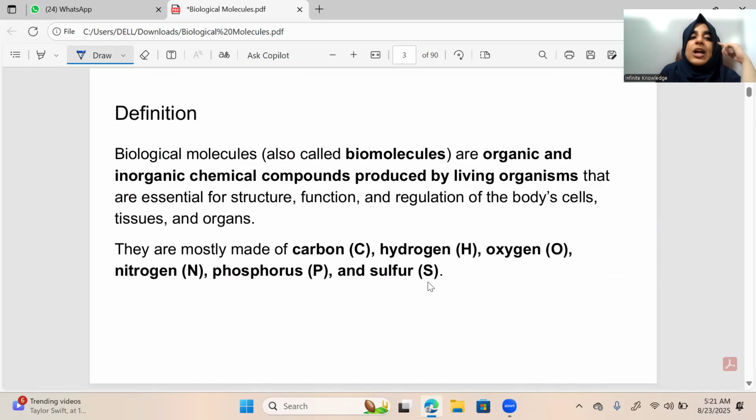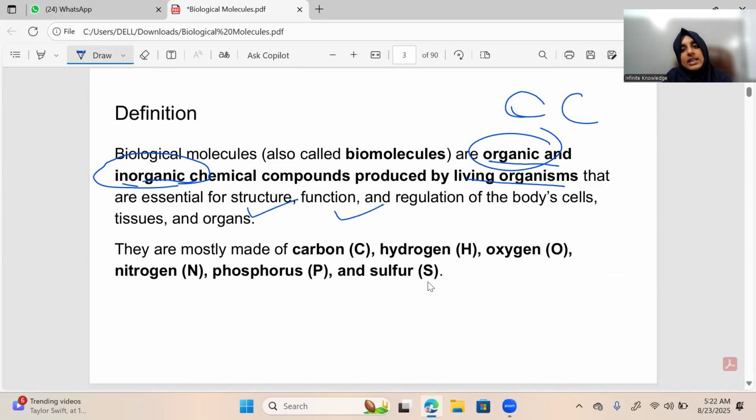What are biological molecules? Basically, these can be organic as well as inorganic. Now, what do you mean by organic? Organic means the presence of carbon. The C looks so bad. It's like this. The presence of carbon. And in inorganic molecules, we don't have carbon. These are produced by living organisms. These are essential for the production of their structure, function, and regulation of the body cells. This is just a basic slide, just a defined purpose so that we can move on to the complex topics.